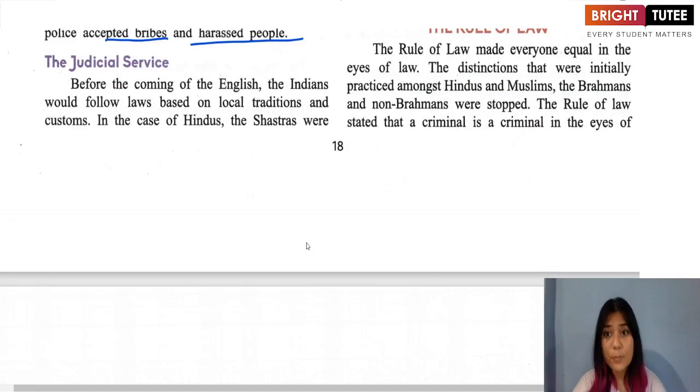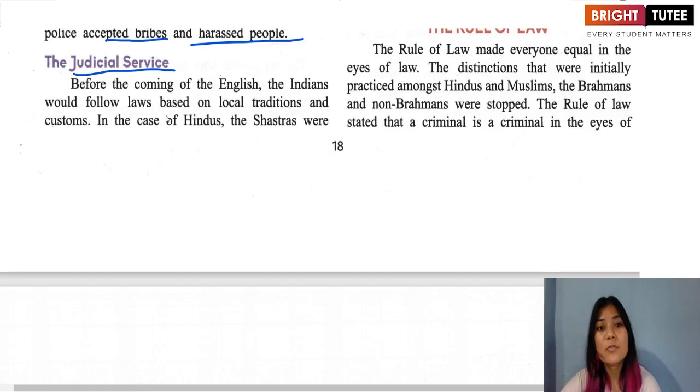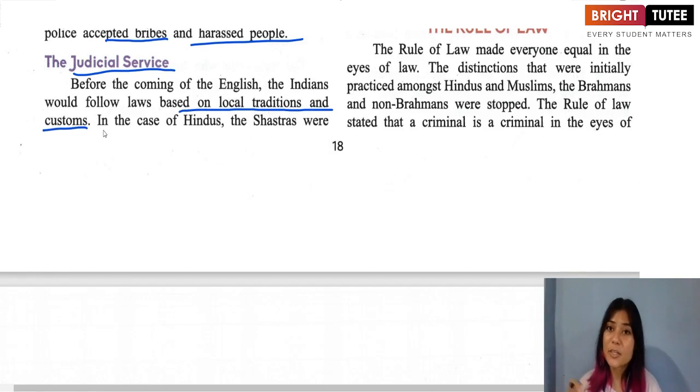Now the last component is the judicial service, the department which provided justice. Before the coming of the English, the Indians would follow laws based on local traditions and customs. So before the East India Company's administration was set up, the Indians followed their own old traditions and customs to deal with cases of justice and crimes. In the case of Hindus, the Shastras.